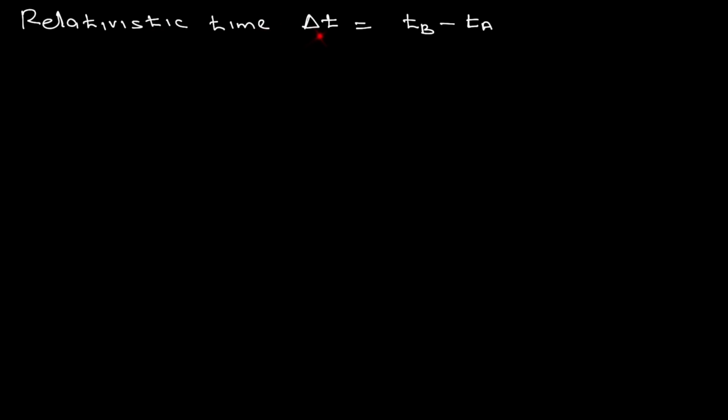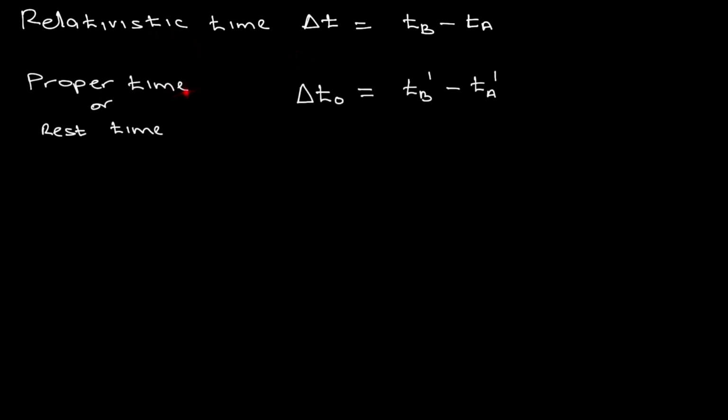Relativistic time, which is delta t, equals TB minus TA because that time is relative to the S prime frame of reference from S. Proper time or rest time is delta t naught, which is equal to TB prime minus TA prime because this is the true time from the observer B in the S prime frame of reference.